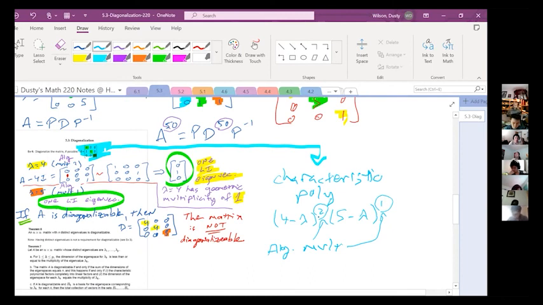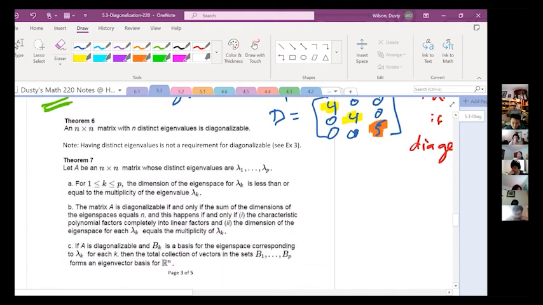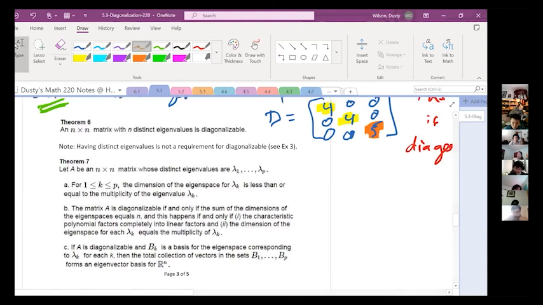Very good. Other questions? So we already said this, but this is a nice gravy theorem. So the times when you know things are going to work: an n by n matrix with n distinct eigenvalues is diagonalizable. This is just nice.